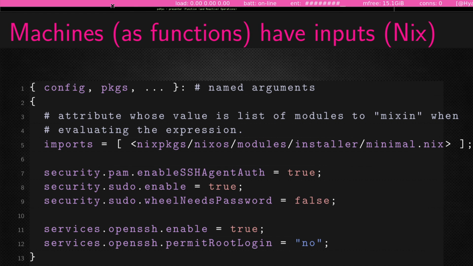Now we can also model machines as functions, right? So here again, we've got named arguments at the top, config and packages. And these are standard things in the NixOS environment. So what we can do here is we can enable SSH agent authentication. We can enable some security stuff like sudo. And we can start the OpenSSH systemd service, right? And this is all just a declarative description of what we want to happen.